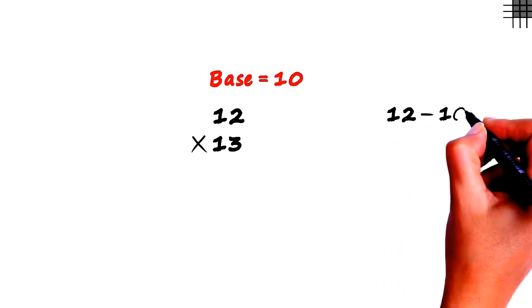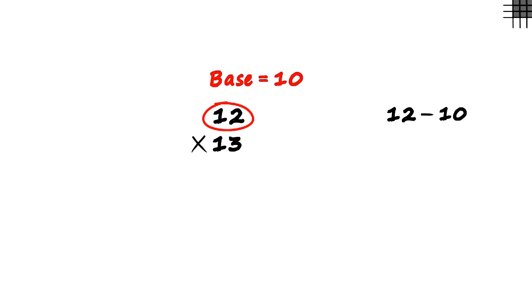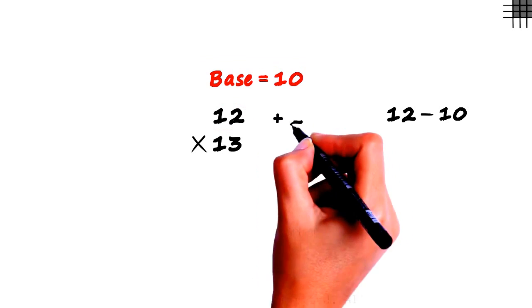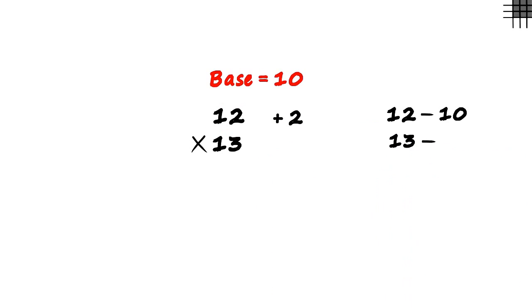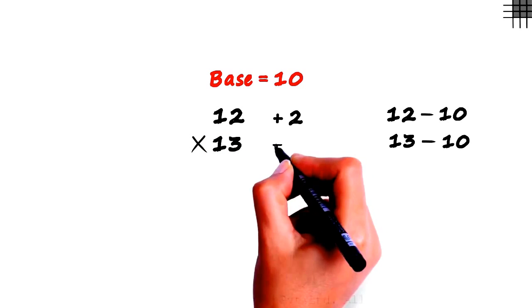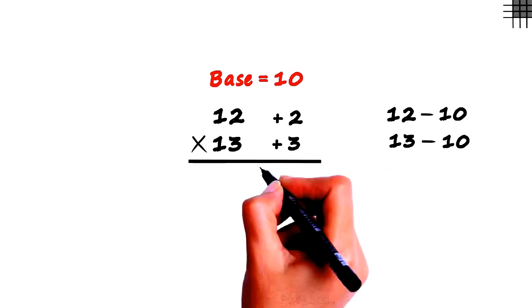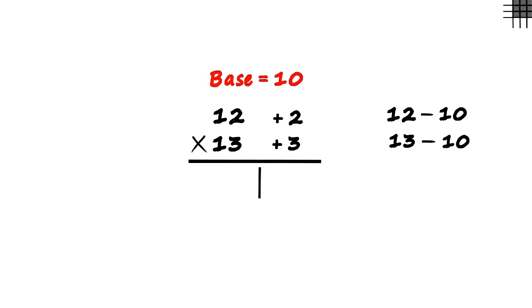12 minus 10 will give us the deviation of this number from the base. That will be 2. And 13 minus 10 will give us the deviation of this number from the base. 3. And then we make the partition. On the left, we write the sum of any two of the diagonal numbers. And on the right, we write the product of the deviations.